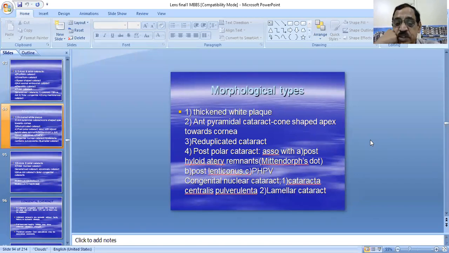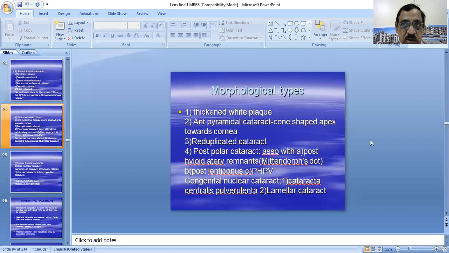Posterior polar cataract is another thing which is quite common, and it is associated with posterior hyaloid artery remnants or Mittendorf's dot. Posterior lenticonus is another thing which can be associated with the posterior polar cataract. And persistent hyperplastic primary vitreous is also associated with posterior polar cataract. Posterior polar cataract is a thick, circumscribed opacity in the posterior polar region, and the vision is usually much affected in these people.